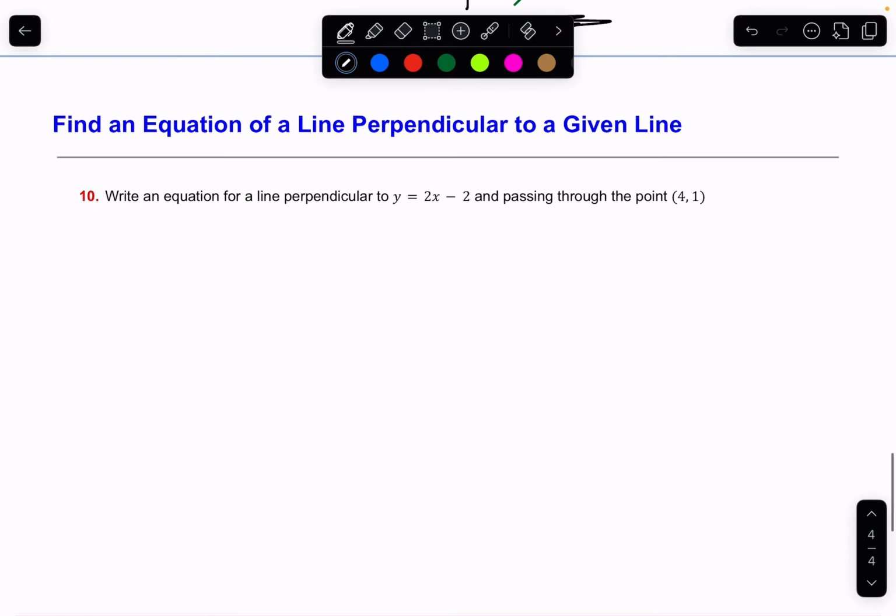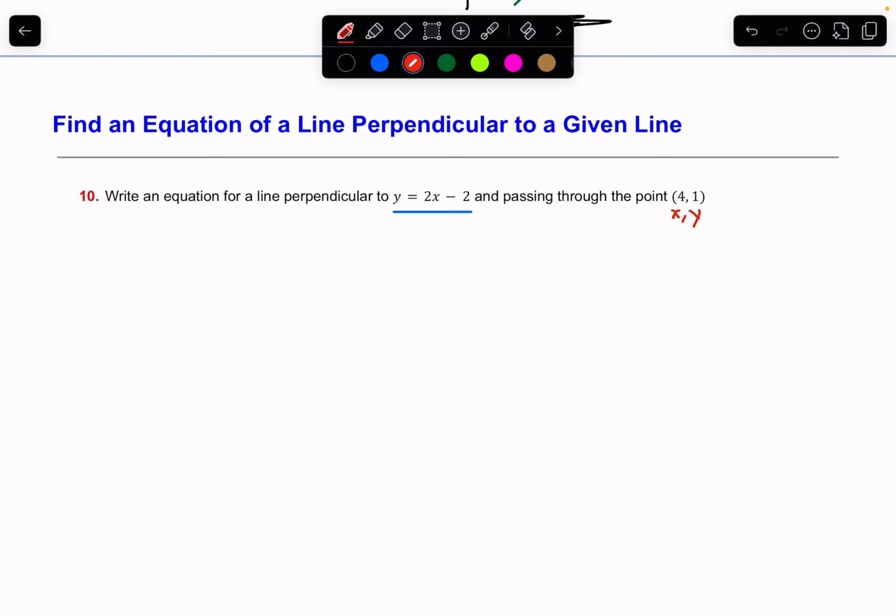All right, one more question in here. Now we're just going to do the same thing, but now it'll be perpendicular. And instead of being given two different lines, now we're given a line and a point. So it says write an equation for a line perpendicular to y equals 2x minus 2, and passing through the point 4, 1, where this will be an x, y that we can plug in.